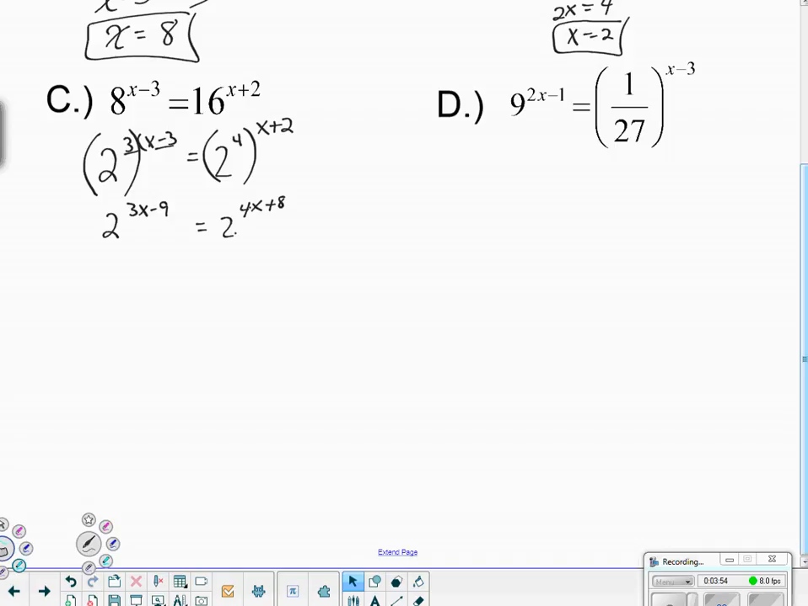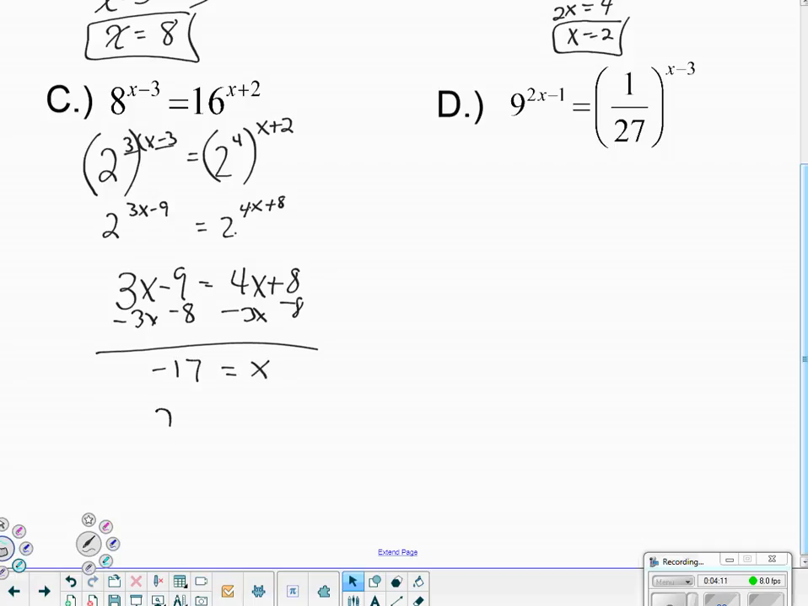That means these exponents must be equal. And we get to, let's subtract a 3x, bringing it over. Give me a 1, subtract an 8. Looks like 1x is equal to negative 17. X is negative 17. Beautiful.